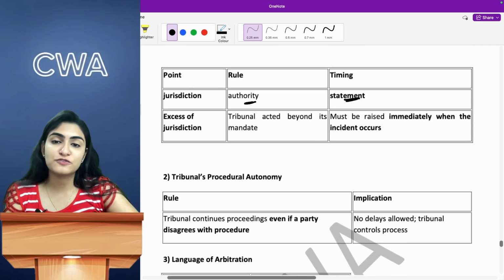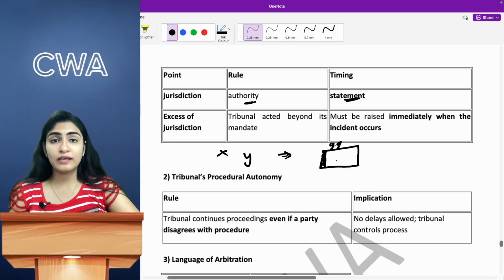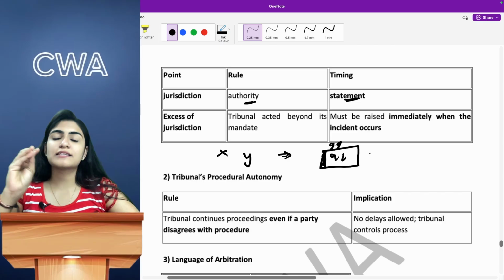Or excess of jurisdiction. Let's say Mr. X and Mr. Y entered into an arbitration agreement wherein they agreed that at any point of time, anything related to quality of goods is an issue.